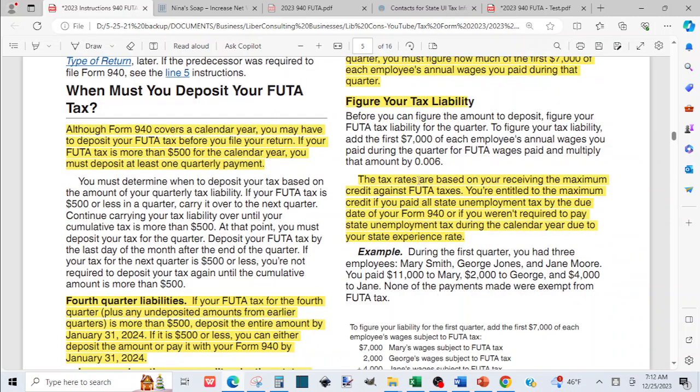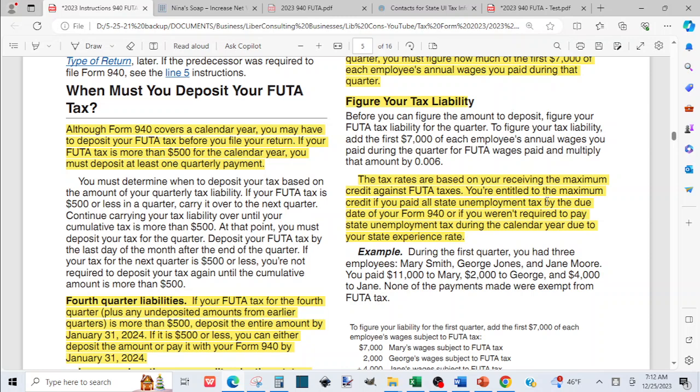So the tax rates are based on, pretty much, before you can figure the amount to deposit, figure your FUTA tax liability for the quarter. To figure your tax liability, add the first $7,000 of each employee's annual wages you pay during the quarter for FUTA wages paid and multiply that by 0.006. The tax rates are based on you receiving the maximum credit against FUTA tax.